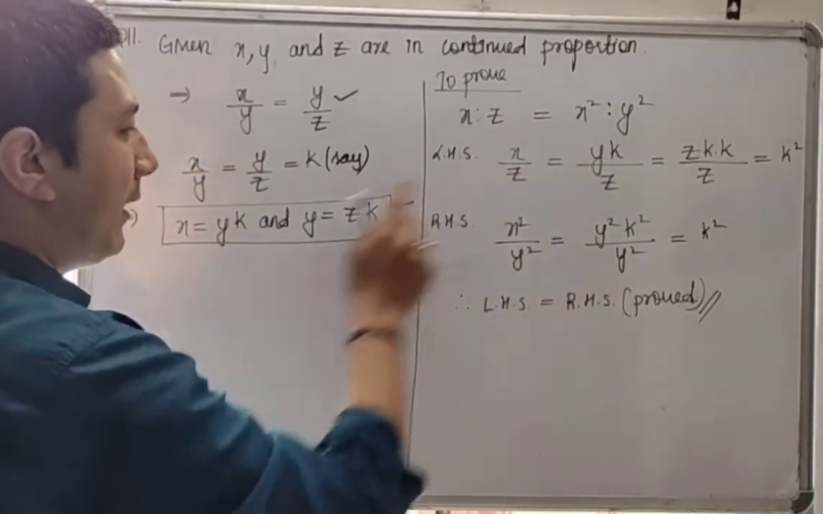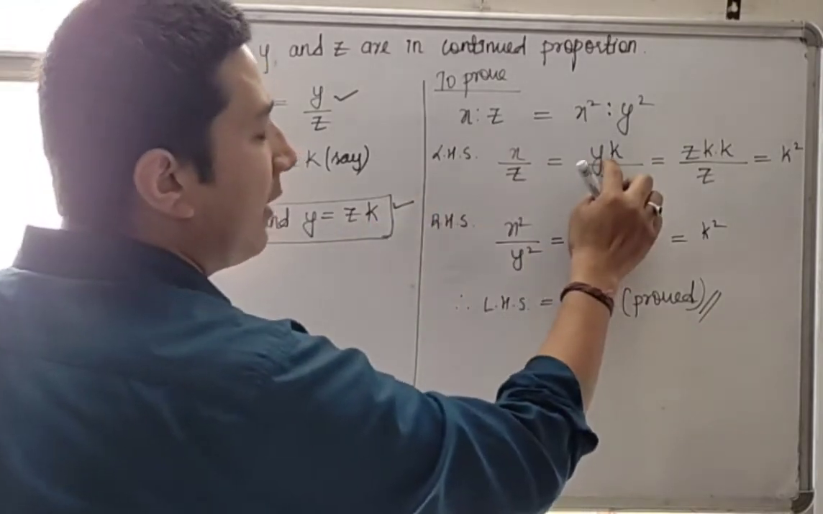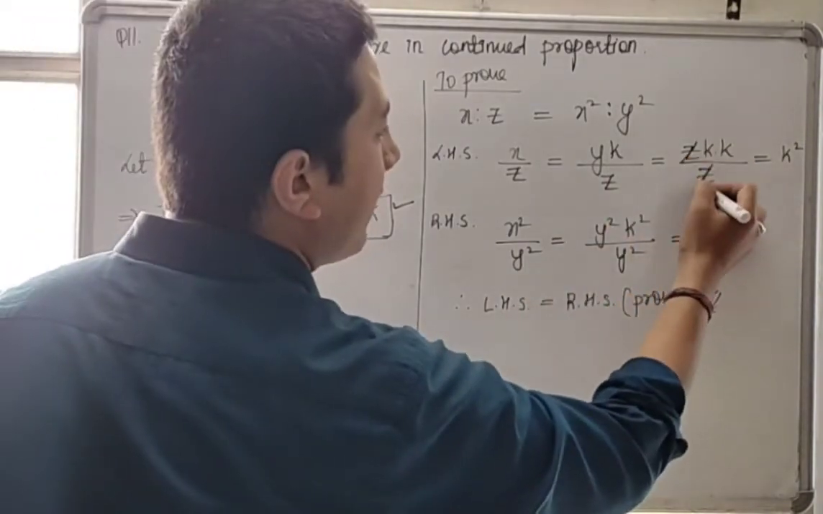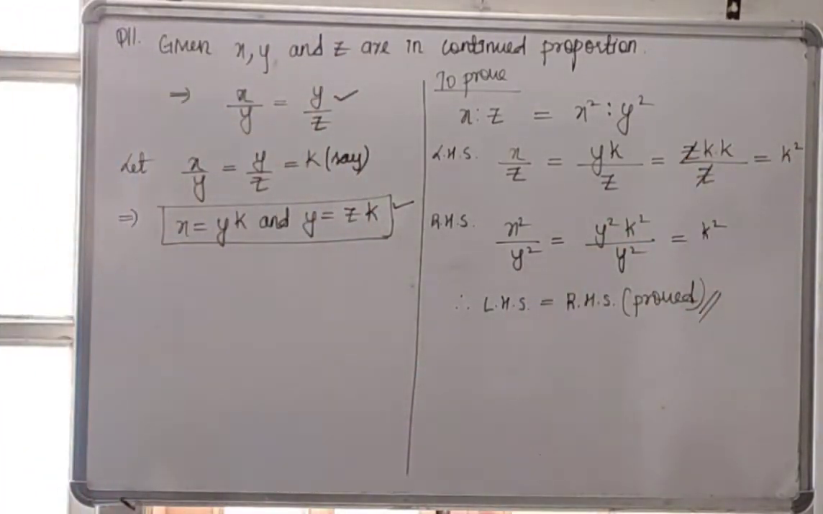Again, I know the value for y equals zk. So putting the value for y, zk into k divided by z, z gets cancelled out and I get k square. This is my left hand side.